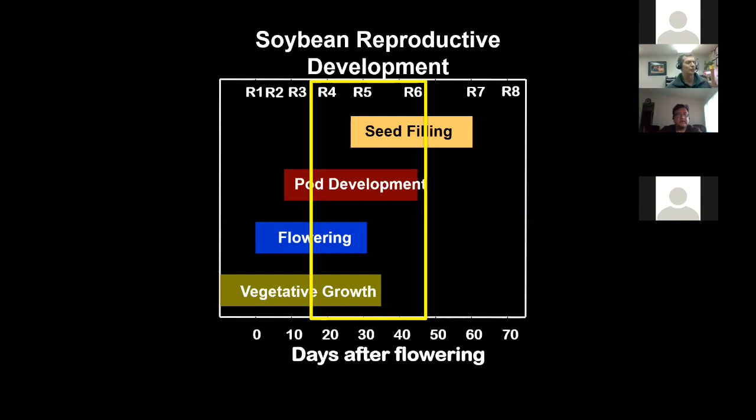This is just a little graph emphasizing that critical period from R4 to R6. It's about a month period when we want to minimize stress to the best of our abilities. And also note that flowering ends at about R5, vegetative growth soon after, and really the plant is ultimately busy with seed fill.